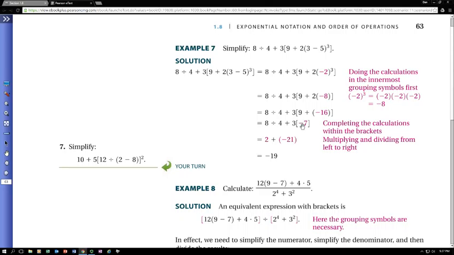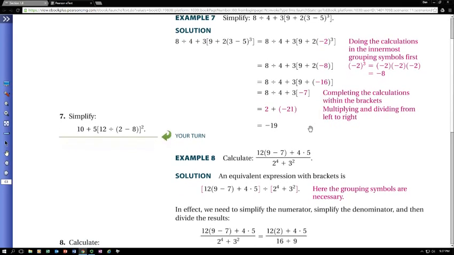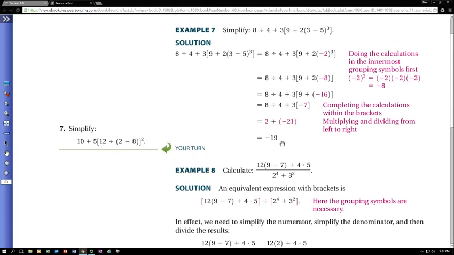So now I have this expression, 8 divided by 4 plus 3 times negative 7. Well, I can go left to right with the division and multiplication. 8 divided by 4 is 2, plus, right here, this 3 times negative 7, which is negative 21. And then I add those, I get negative 19.